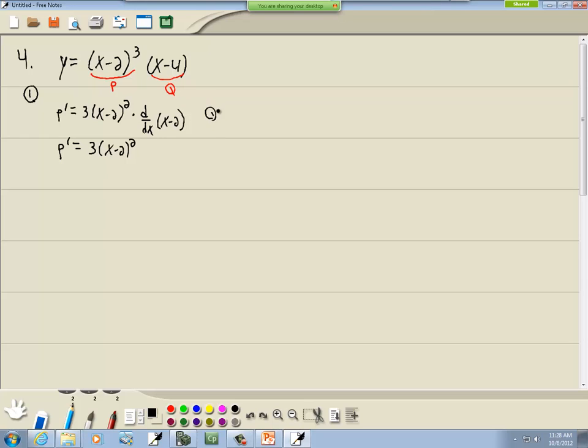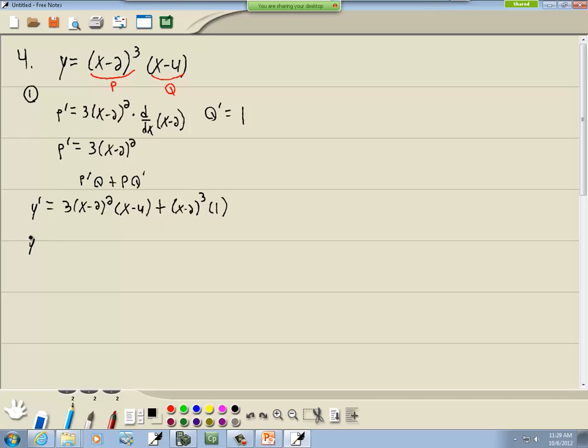Now for q prime, the derivative of x minus 4 is 1. So our product rule is p prime q plus p q prime. So y prime, we said p prime was 3 times (x minus 2) squared, times q, which was x minus 4, plus p, which was (x minus 2) to the third power, times q prime, which was 1. Now I've double checked that. P prime was right there, q was this, plus p, which is that, times q prime.